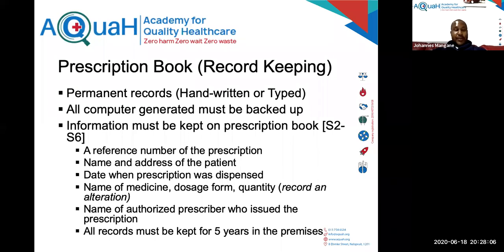And then all these records need to be kept within the premises where the medication is being issued for 5 years. And beyond that, you need to archive them for another 20 years. So all in all, the records need to be kept for 25 years.